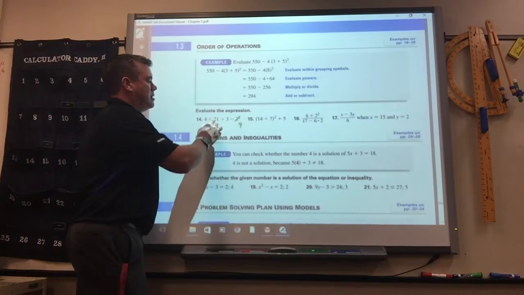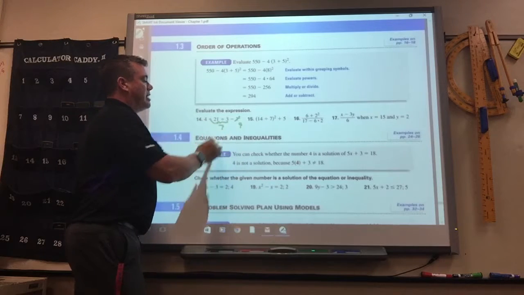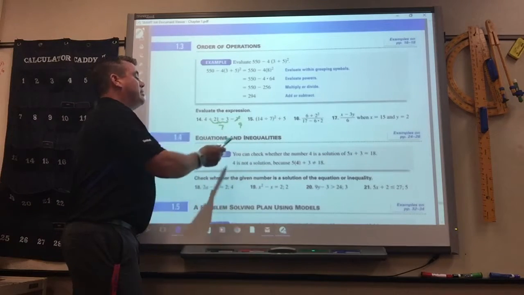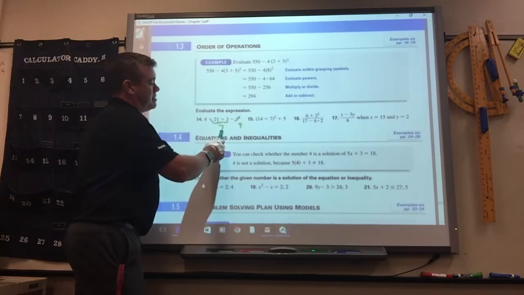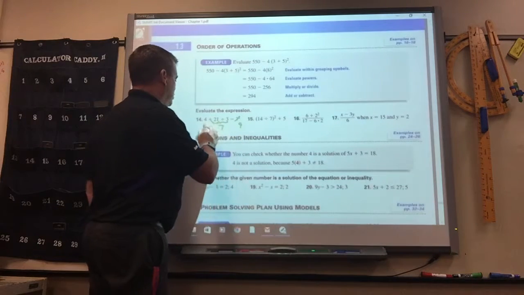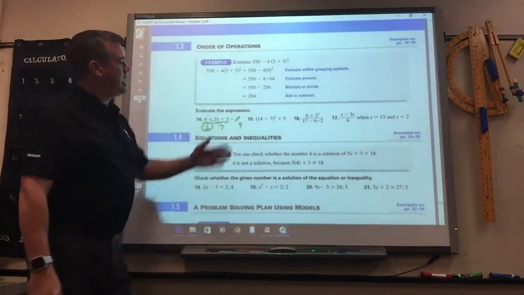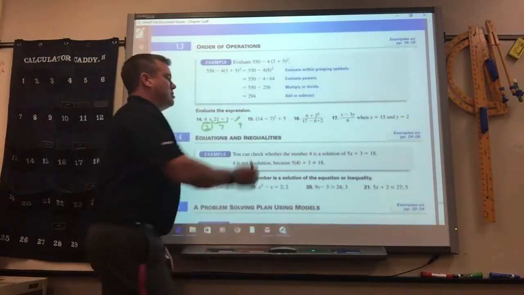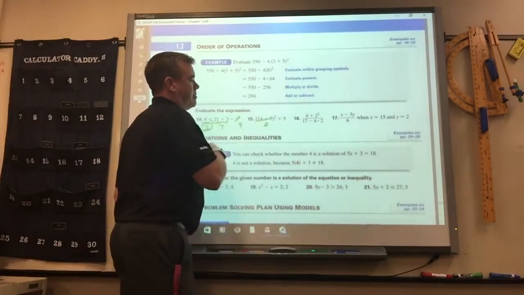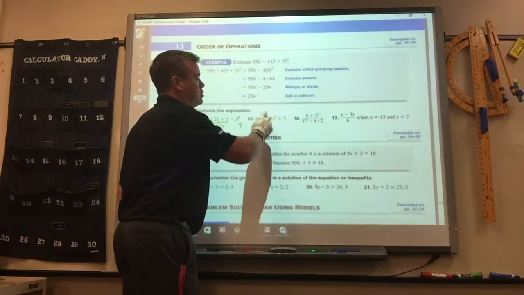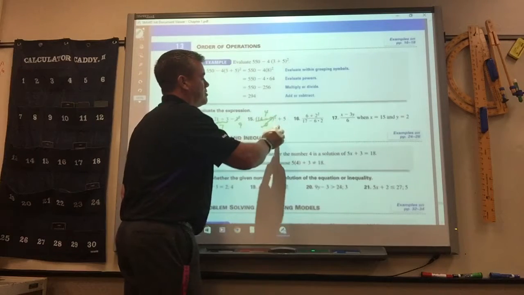But order of operations would say do the exponents first. 3 squared is 9. Do any multiply or divide, that's 7. Now add, subtract left to right. 4 plus 7 is 11, minus 9 is 2. Here we do parentheses first, 14 divided by 7 is 2. Then exponents, 2 squared is 4, 4 plus 5 is 9.